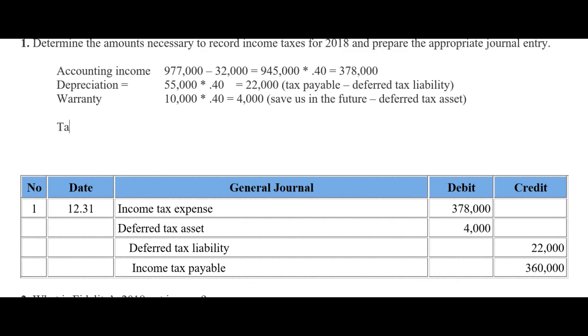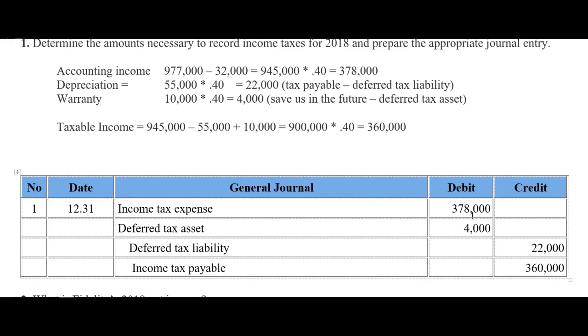So the last thing we can do here is find our taxable income. Now notice we're going to start with the 945 because that excludes the municipal, so the 977 minus the 32 in municipal, same concept. Now on our taxes we got to deduct $55,000 more in depreciation, but we deduct $10,000 less in warranty expense. So that brings our taxable income to $900,000. Multiply that by the 40% tax rate, and that gives us $360,000. That proves out that our taxes there balance out.